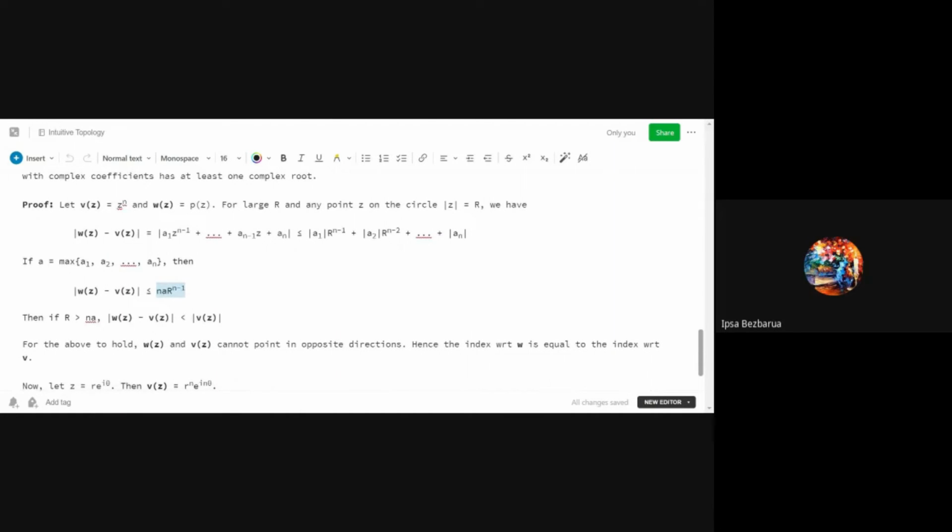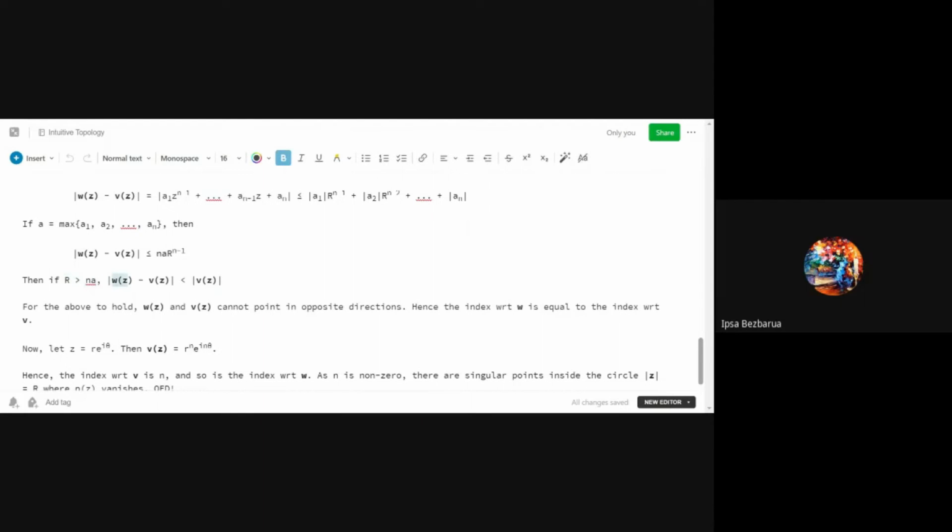So if I take my circle with r greater than n a, I have r to the power n greater than n a r to the power n minus 1. And r to the power n is basically the value of v of z, because I'm taking mod z equal to r. So I can say that the absolute value of the difference between the two vector fields at any point z will never exceed the value of v of z, for a circle with radius greater than n into a.